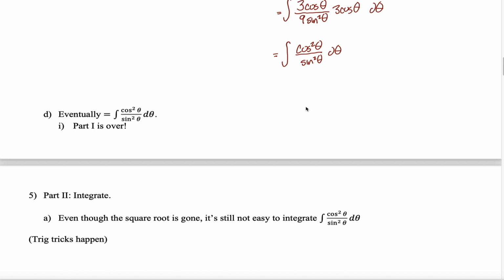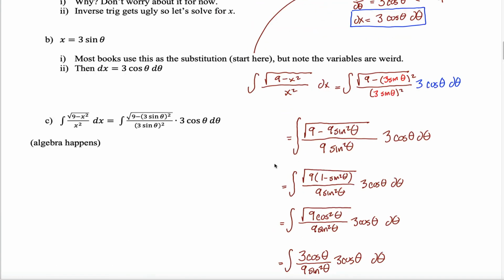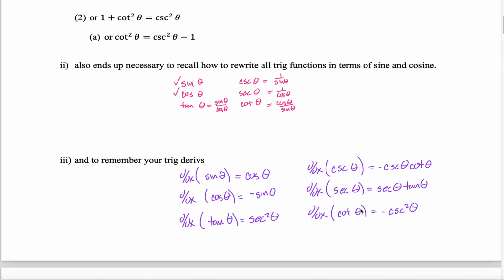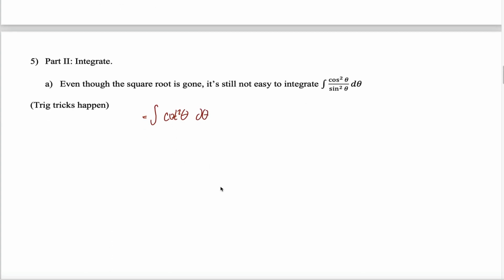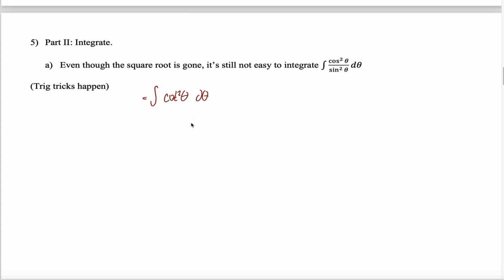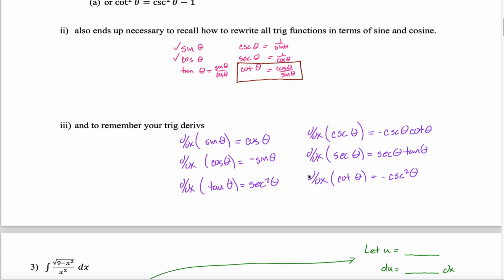What is it? Well, it's not super obvious what it is, but since we have cosine squared theta over sine squared theta, and we know that cosine of theta over sine of theta is equal to cotangent of theta, maybe we can use this fact to rewrite the integrand as cotangent squared theta. And you're like, yeah, that is nicer, but what's the antiderivative of cotangent squared theta? I don't remember that being the answer to any of the derivatives of my trig functions.